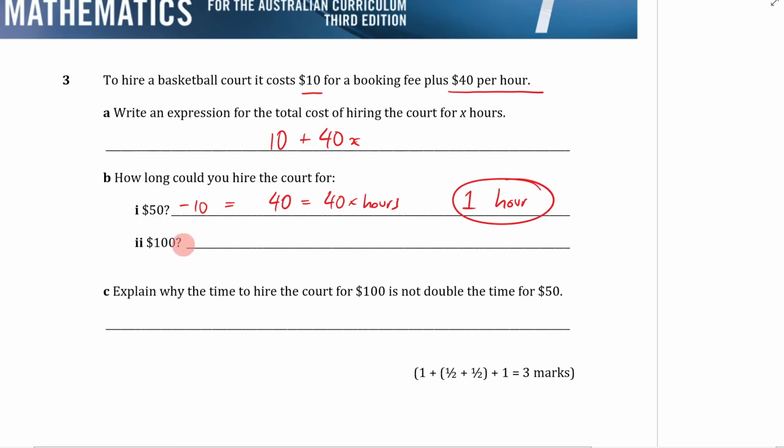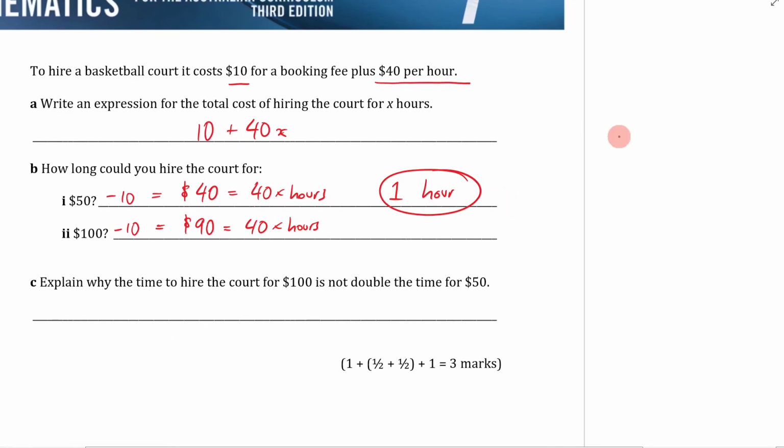If it's $100, again, what you want to do is deduct the $10 for the booking fee. So that means you've got $90 to work with here, just as you had 40 up there. And then it's 40 times the hours here. Okay, so 40 times what is 90? Well, what you're going to have to do here is take 90 and divide it by 40. How many times does 40 go into 90?